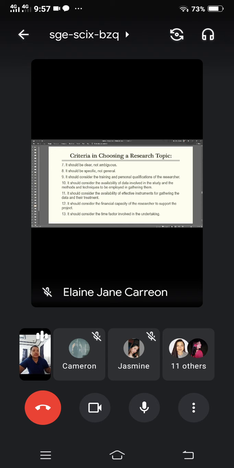So, it should consider a time factor involved. We only have 7 weeks. So, ito yung first week natin, which is title formulation. So, do not waste any time.